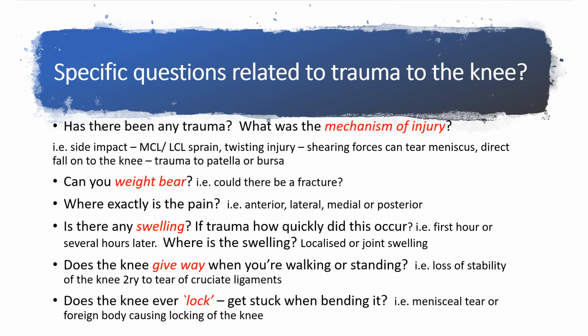So when thinking about specific questions related to trauma to the knee, you want to know what was the mechanism of injury. When she fell, did she twist her knee? Did she fall directly onto the knee? Was it a side tackle in football? That could possibly lead to a medial or lateral collateral ligament sprain. So what exactly has happened in the injury?